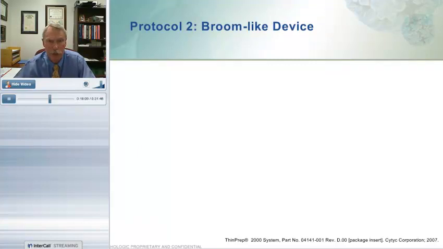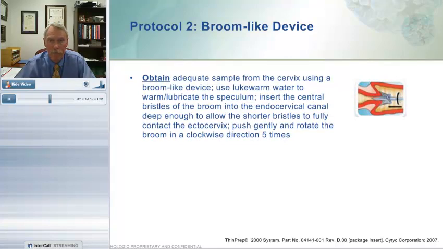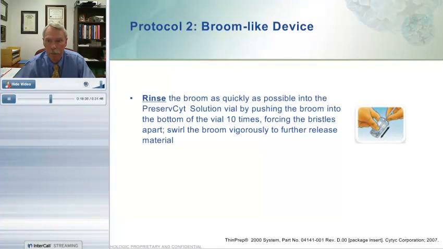An alternative collection device would be the broom-like device. It is used slightly differently, and we'll describe that. To obtain a satisfactory specimen with the broom, introduce the longer bristles in the middle of the brush into the endocervical canal, and then rotate the broom 5 times around. This will ensure the collection of the cellular material both from the endocervical canal and from the portio of the cervix.